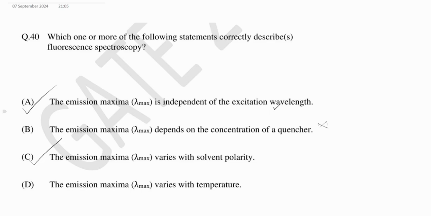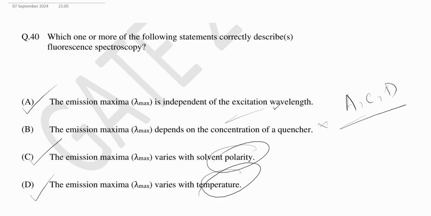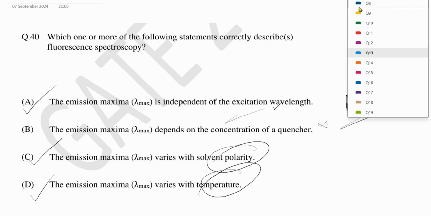And the emission maxima varies with temperature? Yes, because fluorescence spectroscopy works with the electronic and vibrational states, and hence this is dependent on the solvent polarity and temperature, but not on the excitation wavelength. So that is the reason why options A, C, and D are correct. Okay. Moving on to the next question.